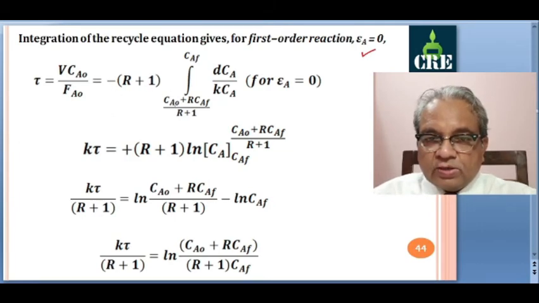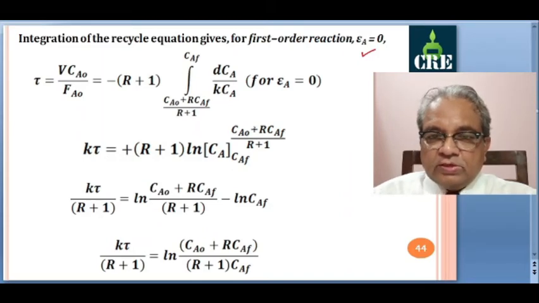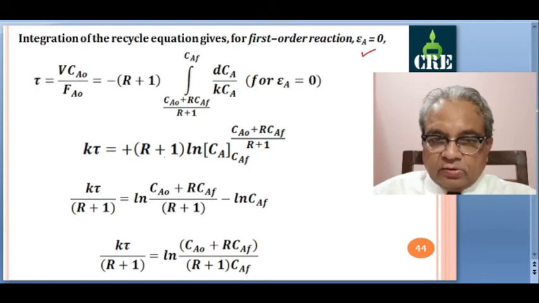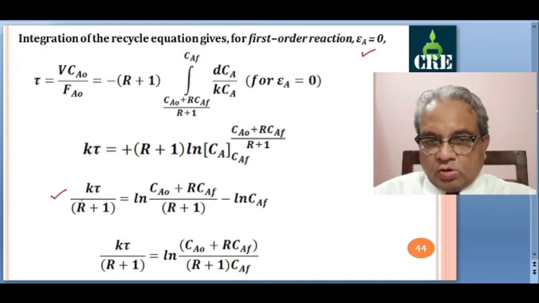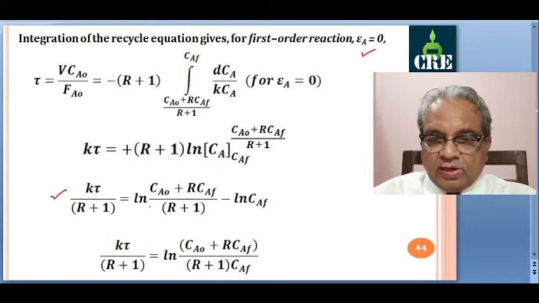This minus sign I will make plus and reverse the order of integration. So plus R plus 1 dCA by CA, the integral is ln of CA, and here we are reversing the order, CAF to CA0 plus RCAF by R. And this R plus 1 we are transferring to this side, so k tau by R plus 1, all constant values, is equal to ln of CA upper limit, this we will substitute, minus ln of lower limit.